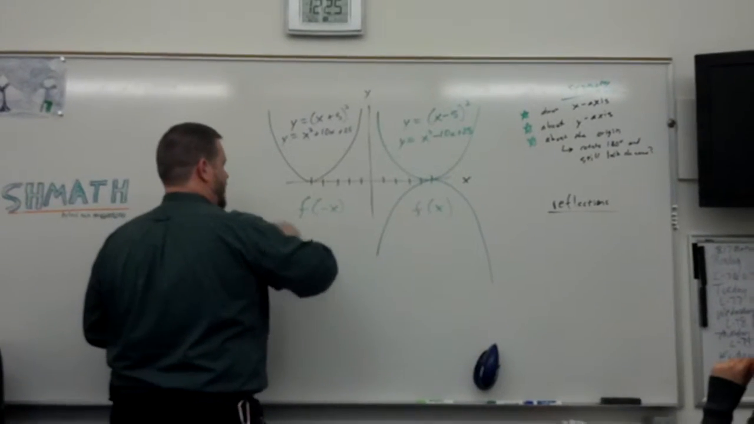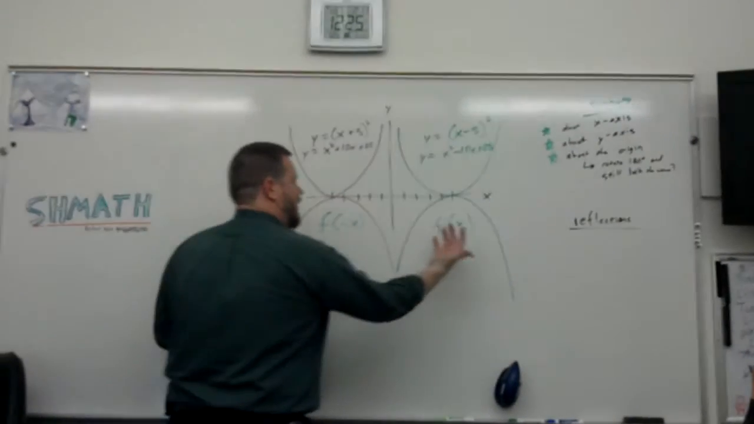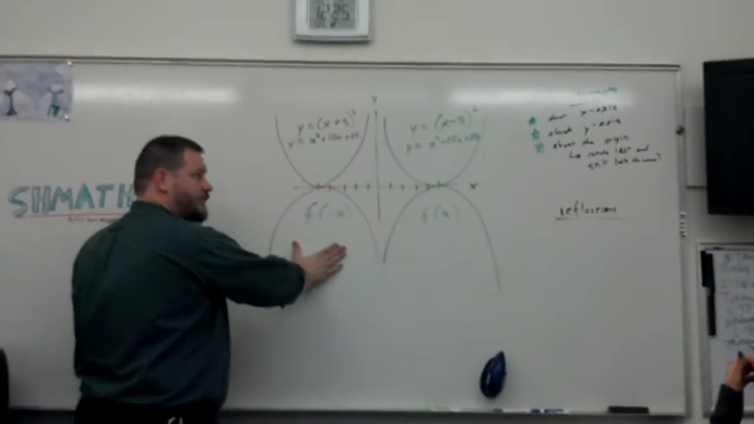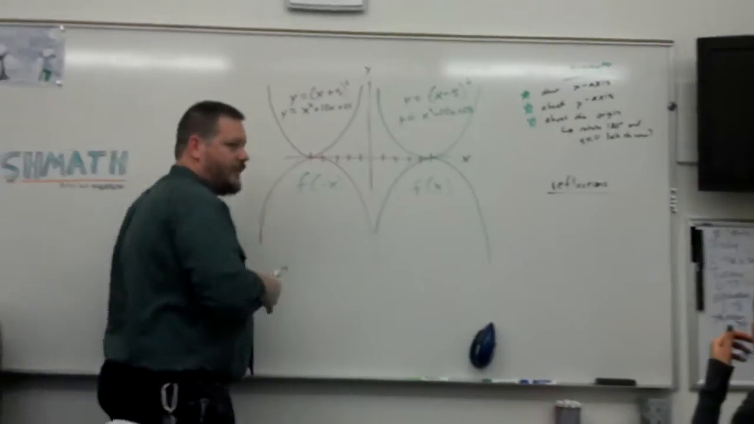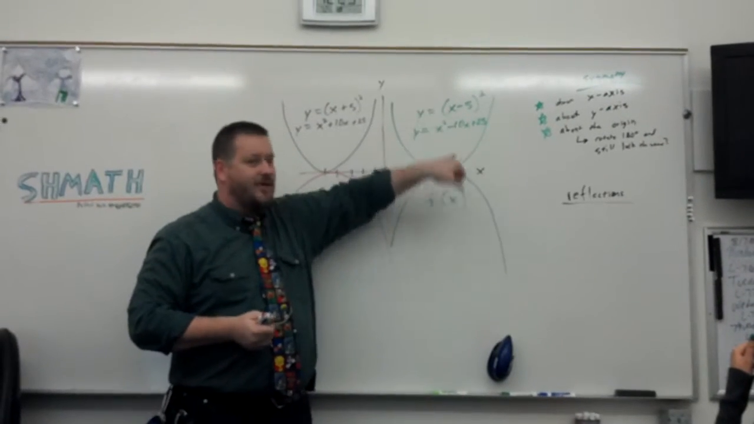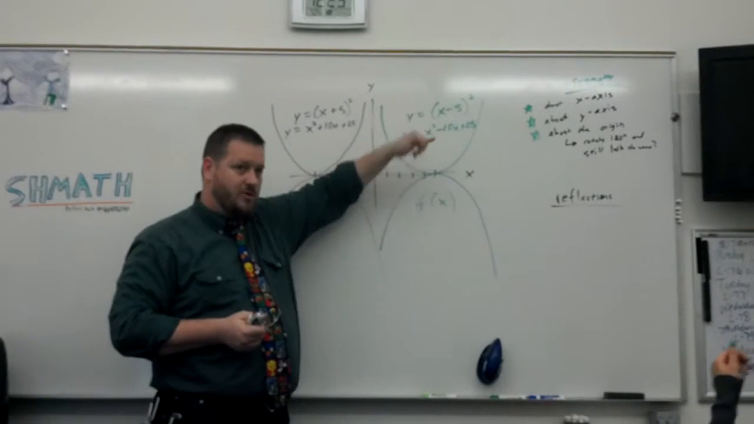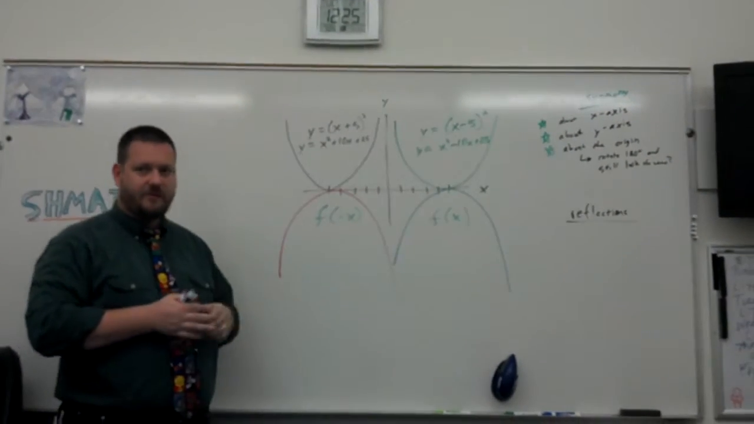And just to kind of make the point, these two graphs are reflections of each other about the y-axis. These two graphs are reflections about the x-axis. The x-axis is our hinge that we mirror across. These two graphs are reflections about the x-axis from each other.